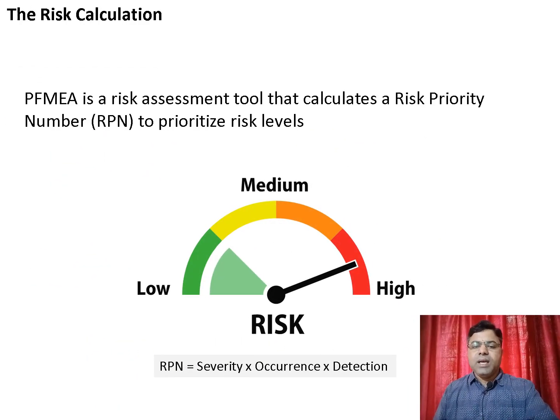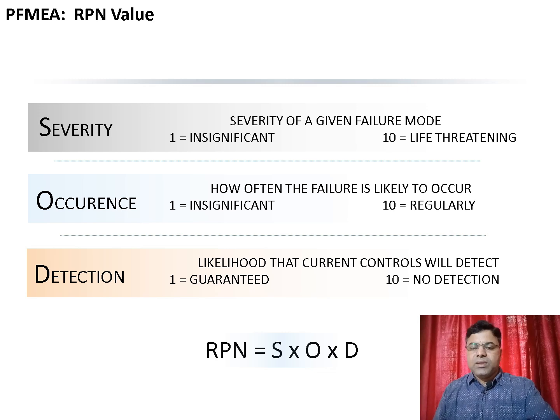Then in FMEA, RPN is the most important factor, because based on this RPN only we rank the risk level. The Risk Priority Number is a calculation of severity times occurrence times detection. The RPN value for each failure ranges between 1 and 1000, and the acceptance limit was set for the RPN score based on previous studies. An RPN of more than 300 was considered very high risk. So the RPN value includes severity, occurrence and detection.